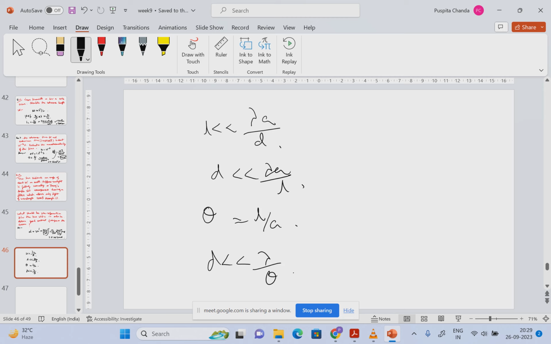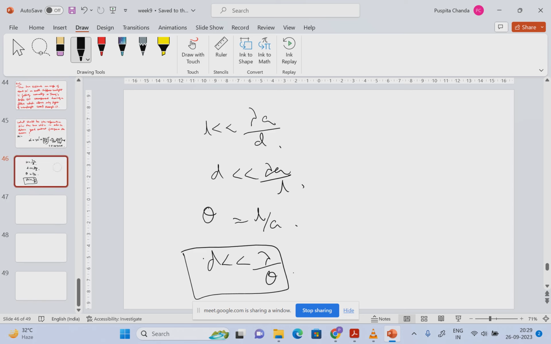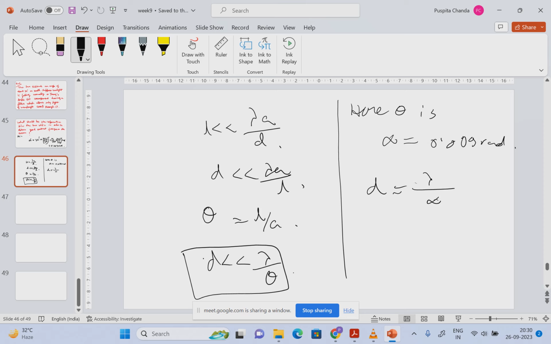So here theta is alpha, which is equal to 0.009 rad. So the separation D should be lambda by alpha or theta, whatever you say, which is 5000 into 10 to the power minus 8 centimeter over 0.009, which is about 0.005 centimeter. This is the answer.